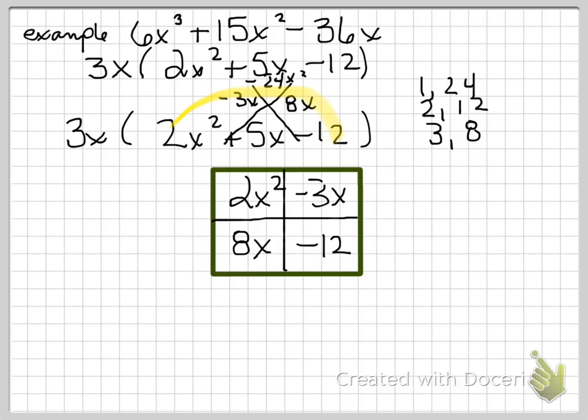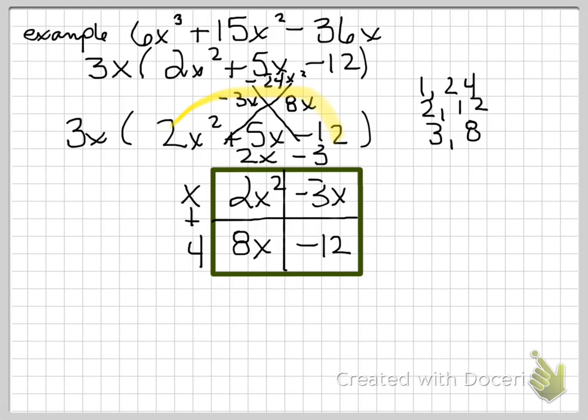So looking at the top, what can I take out of the 2? Well, I have a 2 and a negative 3. There's not a factor in common between those two, but I still have my x. So I'm going to pull out my x. And now what times x gives me 2x squared? Well, 2x. What times x gives me negative 3x? Negative 3. Now going vertically, what times 2x would give me 8x? Well, that's a positive 4. Okay, so there are my factors.